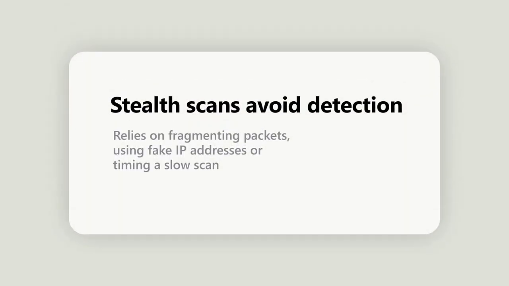Last are stealth scans, which include a variety of techniques designed to obscure the scan's origin or make it difficult for network security systems to detect. These can include fragmenting packets, using fake IP addresses, or timing the scan to occur very slowly over hours or days. IT professionals may use this type of scanning if they suspect a machine is compromised and they don't want to reveal that they're performing a scan.